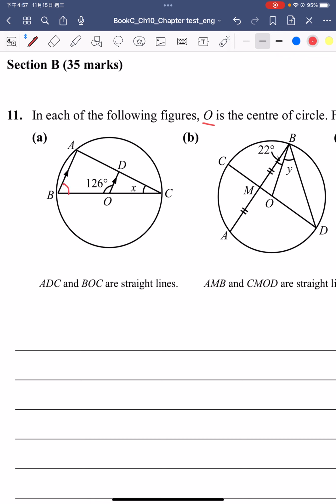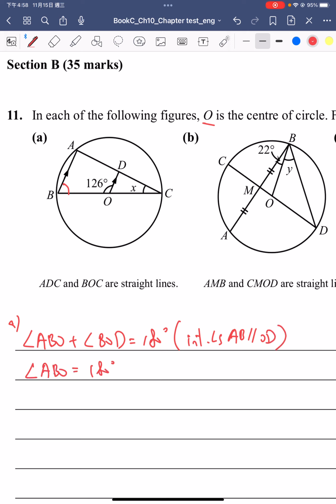We first of all find out what is ABO. Then we can write the angle ABO plus the angle BOD is equal to 180 degrees by using the interior angles, and then AB is perpendicular to OD, so we can say the angle ABO is equal to 180 degrees minus 162, which is equal to 54 degrees. Then this is equal to 54 degrees.